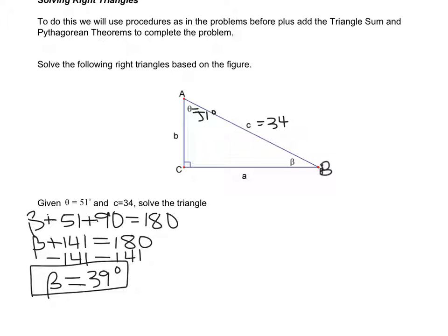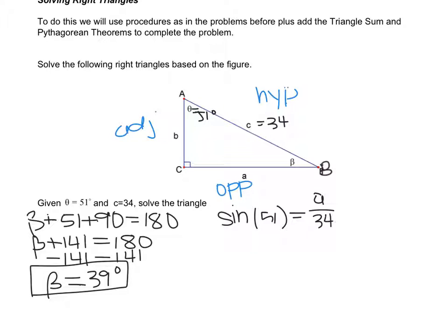I'm going to solve for A first. So labeling our sides, A is the opposite side, B is the adjacent side, and then 34 is our hypotenuse. So if I want to solve for A, I'm going to use the opposite side and my hypotenuse, which is sine. So we know sine of 51 equals A over 34. We're going to put sine of 51 over 1 so we can cross multiply, and we get A equals 34 times the sine of 51.